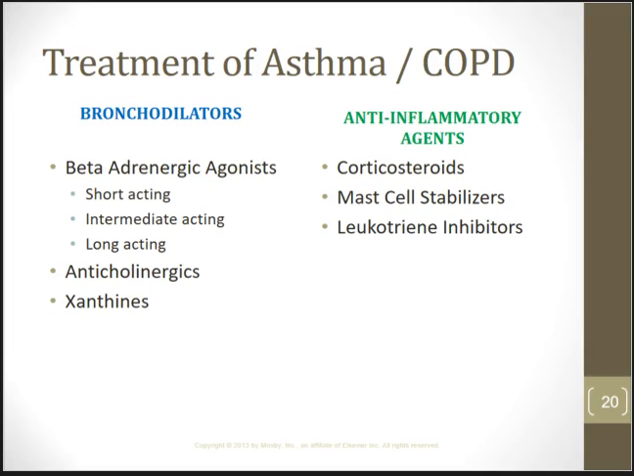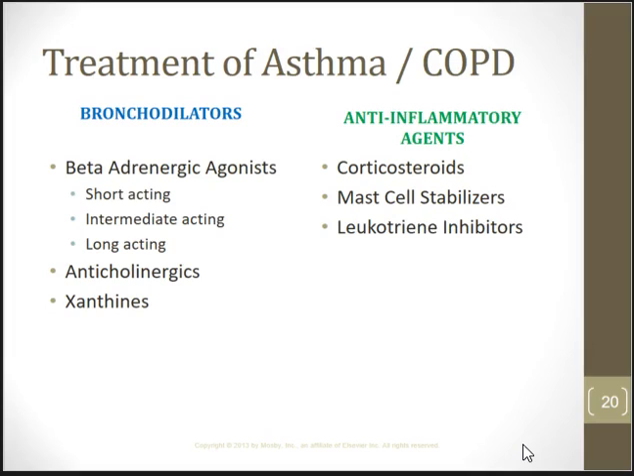So, anti-inflammatory, because there's inflammation, especially with asthma but also with COPD. We're either going to impede the inflammation or stop it before it gets triggered. So corticosteroids, of course, are the most potent anti-inflammatory agents. And then we have mast cell stabilizers.